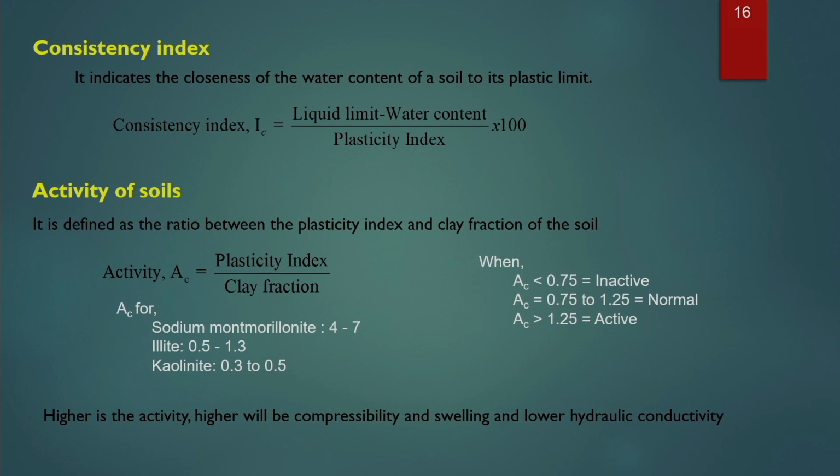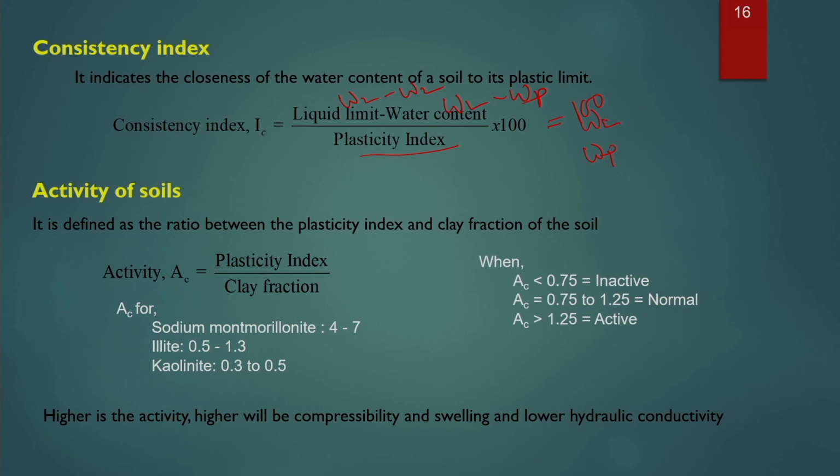Consistency index is generally defined as the closeness of the water content to its plastic limit. It is defined as the ratio of the liquid limit minus the water content, divided by the plasticity index. When the water content equals the liquid limit, this term will be equal to 0. That means it is not near to its plastic limit. When the water content equals the plastic limit, then WL minus WP divided by the plasticity index will give you the value 1.00. That means the soil is near to its plastic limit.